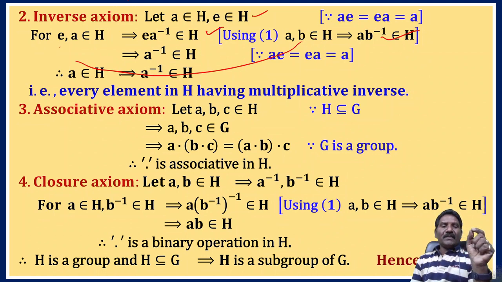A inverse belongs to H, therefore a belongs to H, a inverse belongs to H. That gives all the elements in H having multiplicative inverse.